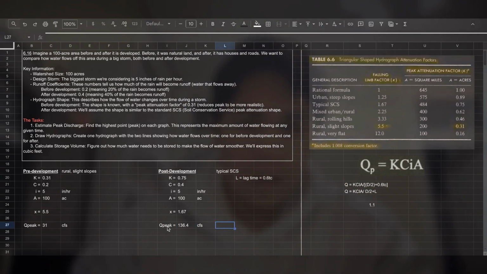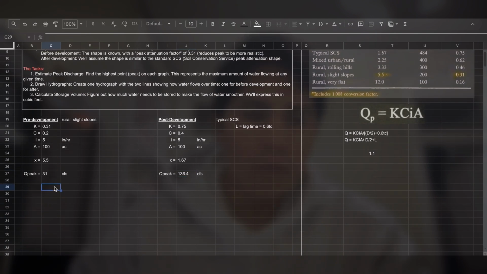So far we have found the peak flow of the pre-development and the post-development, which is what we found here. Now we need to use the falling limb factor to find how far out the falling limb is going to go. Let's make our table. This is Q with the rational method. This is Q with the SCS method.